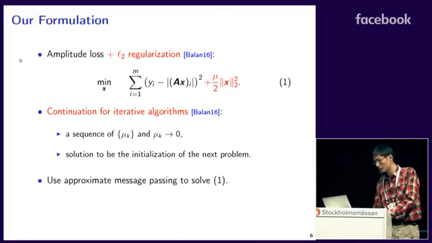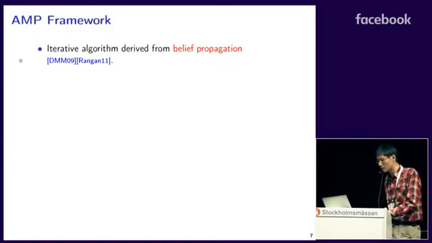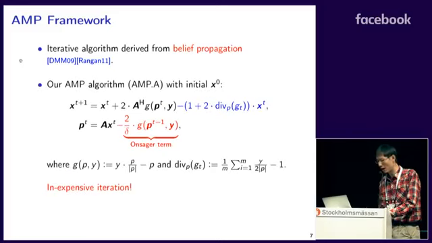Now finally, the iterative algorithm we use here is approximate message passing. So what is the approximate message passing framework? In short, it is an iterative algorithm derived from belief propagation or message passing. In our phase retrieval case, the exact algorithm, which I also refer to as AMPA, is defined by the following. The sequence x_t is the estimate for the true signal x star, and for the second sequence p_t, the absolute value of p_t is the estimate for the measurements y.